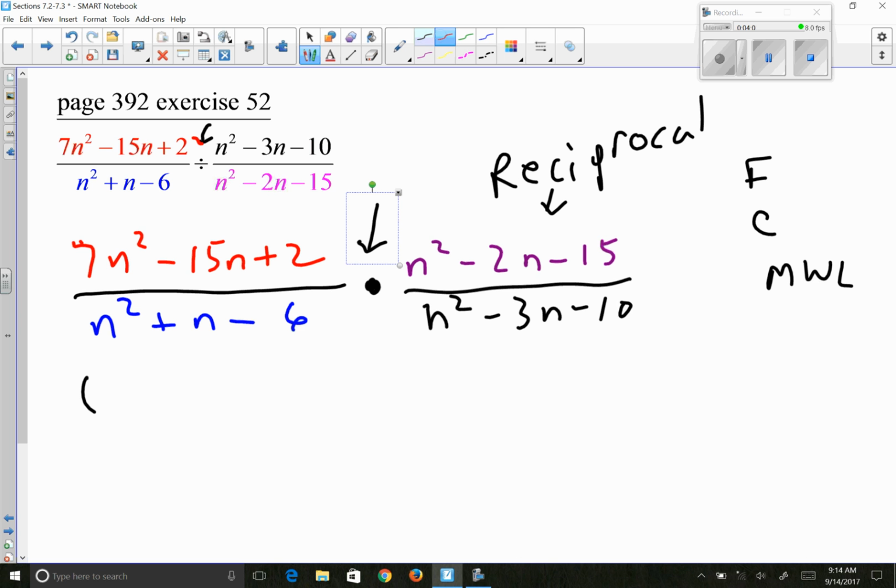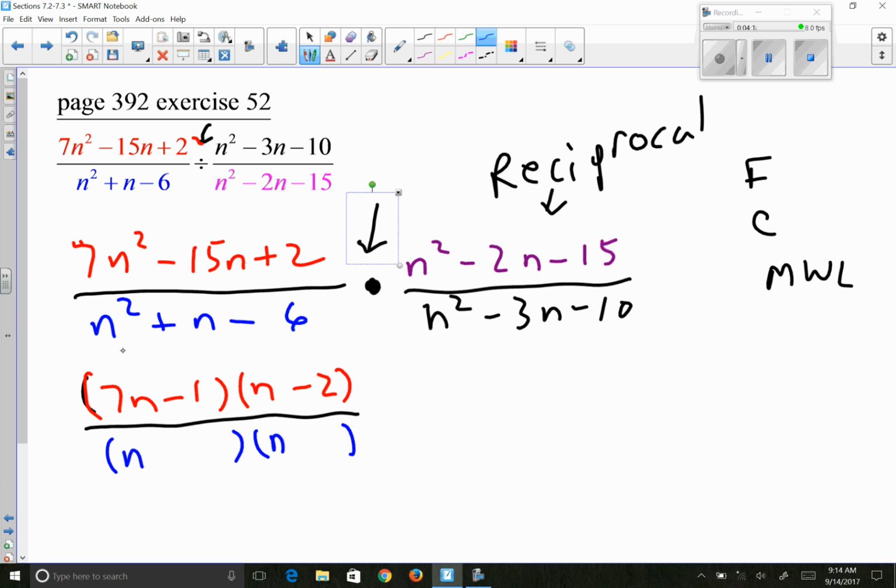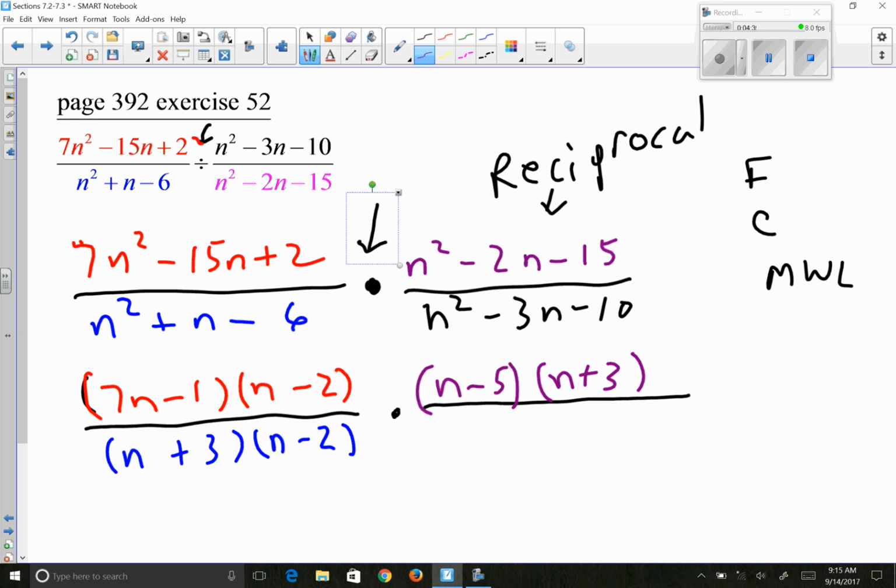7n squared, 7n times n, negative 1 times negative 2. N times n is n squared. Positive 3 times negative 2 is negative 6. Now I'm on purple. N times n is n squared. Negative 5 times positive 3 is negative 15. I'm on this black trinomial. N times n is n squared. Negative 5 times positive 2 is negative 10. Make sure you are understanding why all of these are factored correctly. If you have any questions about factoring, be sure to bring those questions to class.